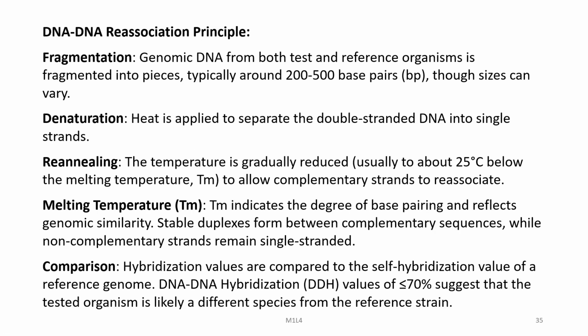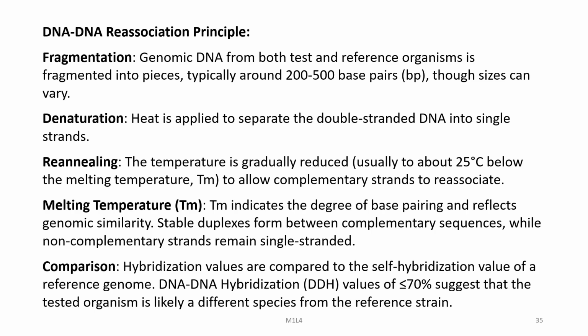So, in DNA reassociation, we do first fragmentation. Genomic DNA from both test and reference organism is fragmented into pieces, typically around 200 to 500 base pairs, although the sizes can vary. Then we go for denaturation. Heat is applied to separate the double-stranded DNA into single-stranded DNAs. Then we go for reannealing.